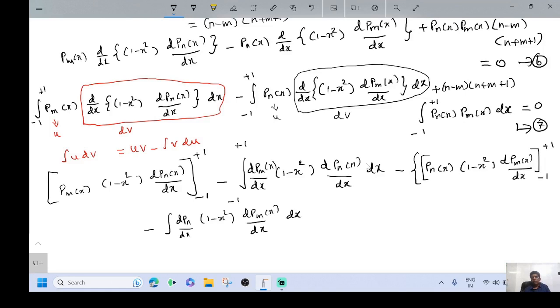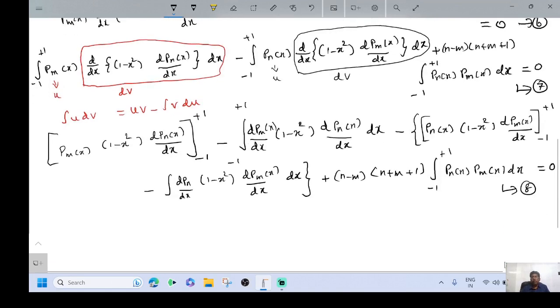This one plus n minus m into n plus m plus 1 integral of Pn of x Pm of x into dx. Entire is equal to 0. Here the limit varies from minus 1 to plus 1. Now we have to close the bracket here, because this negative sign is common to all. Say this is equation 8.